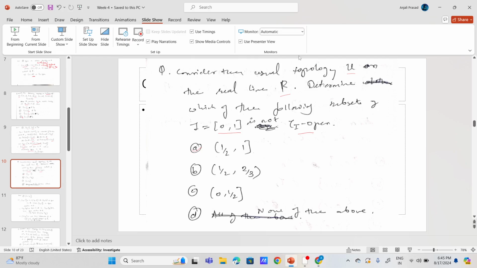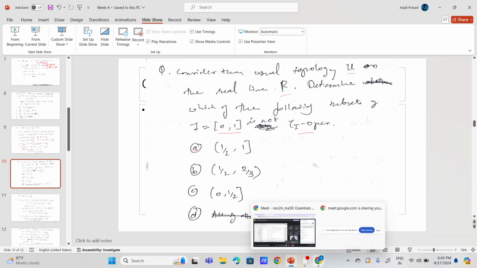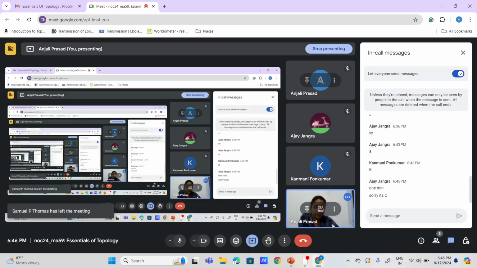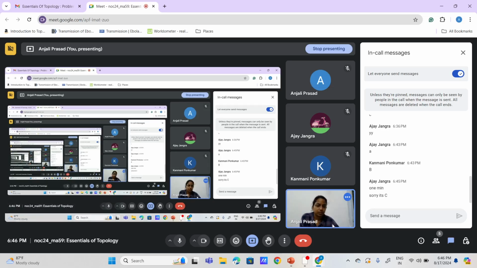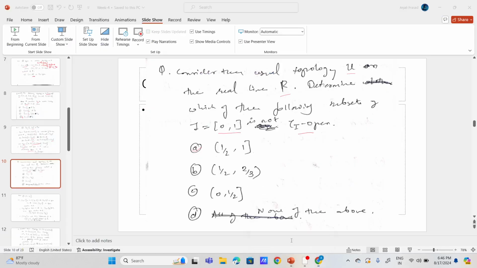So you have been given a topology U on the real line R, and you need to determine which one of the following subsets is not tau I open, where I is the closed interval 0 to 1. Fine. So is it option A, B, C, or D? So it's saying that the correct option is C. So are you trying, or shall we move to the answer?